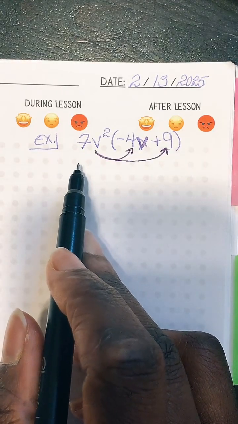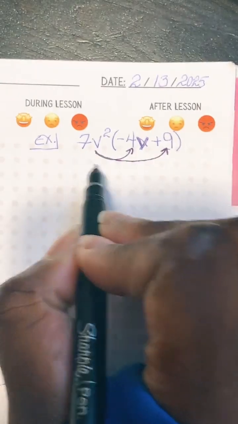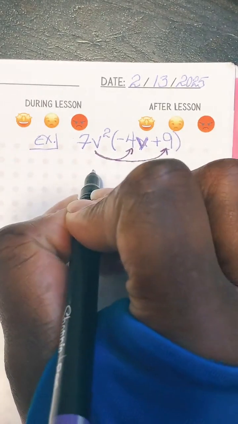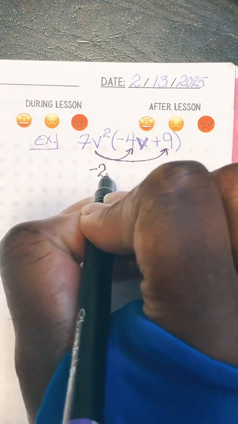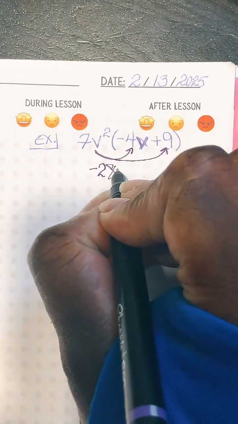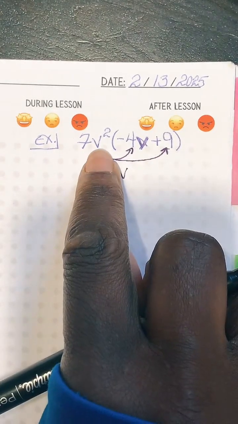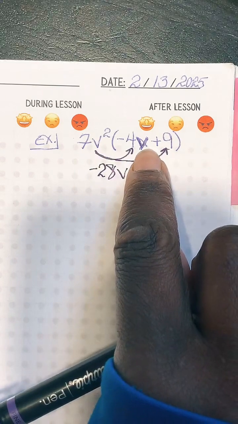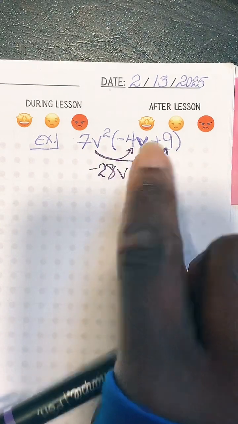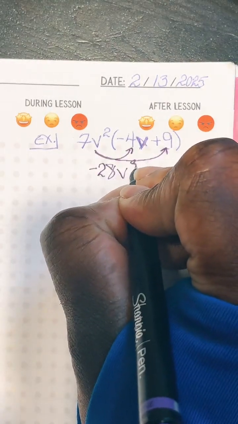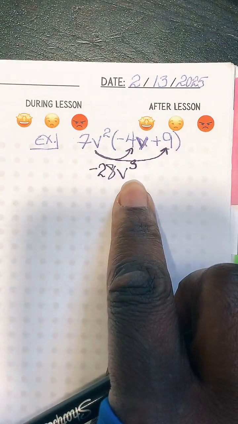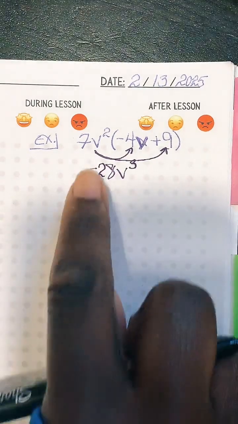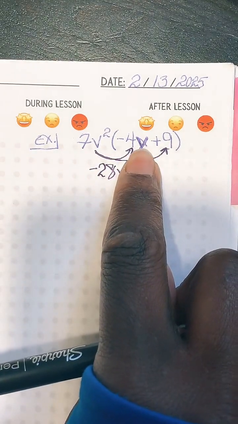Yes. Cubed. Yes. So 7 times negative 4, that gives me my negative 28. And then, like they said, there's 2 v's out here. There's one v right here. So 2 plus the 1 gives me my 3. So that will be my v cubed. All right. So that was our first friend that we gave.